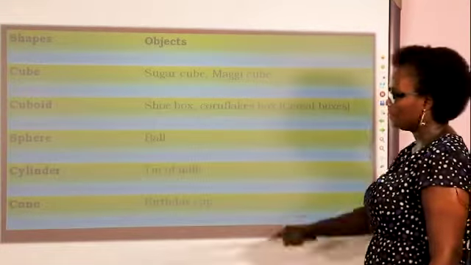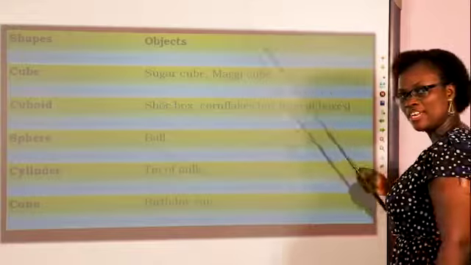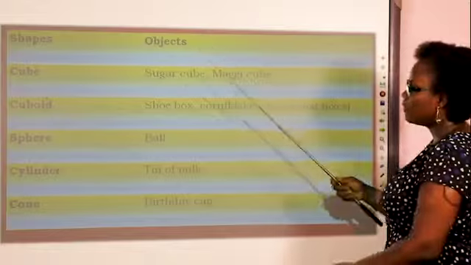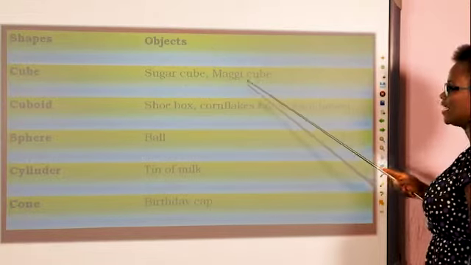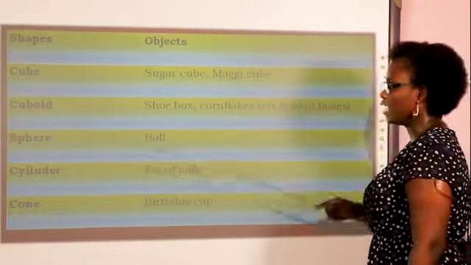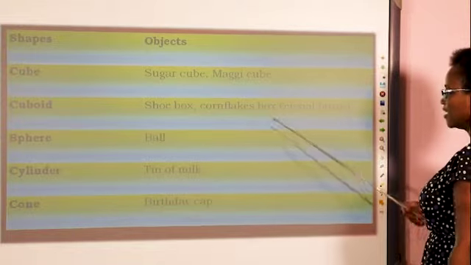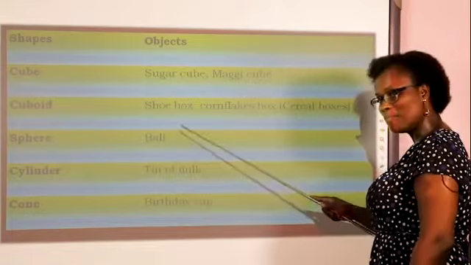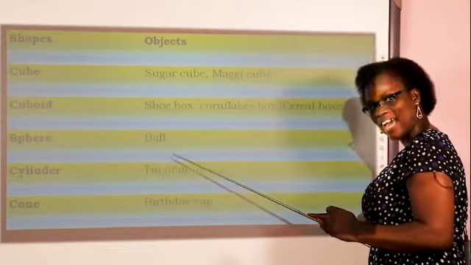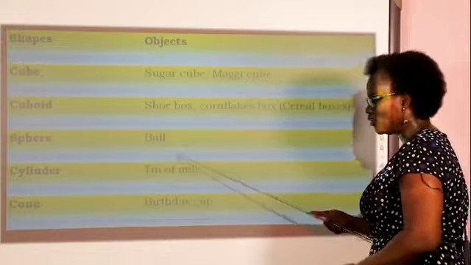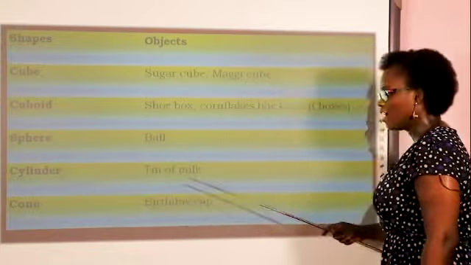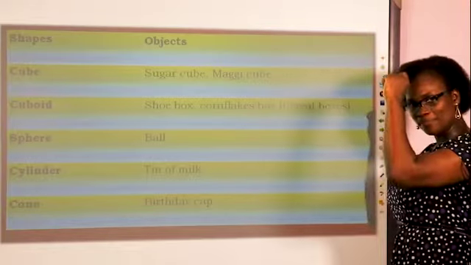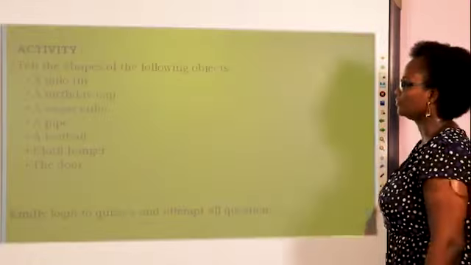Now look at all our shapes here. And these are objects that we can relate it with in our homes. Look at cube. Example of it is a sugar cube or a Maggie cube. Cuboid, we have a shoe box, a cornflakes box, that is our cereal boxes. We have sphere, which is ball for the boys and the ever active girls in the house that loves playing football. We have cylinder, tin of milk. Cone, we have a birthday cap and an ice cream cone.